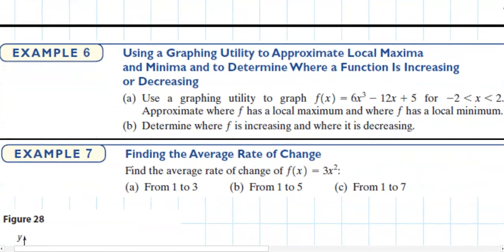So the last thing that I'd like to do is spend a little bit of time with our graphing calculators, not Desmos, but our actual graphing calculators, and use the graphing utility to approximate local maxima and minima. And I'd also like to show you how to adjust the window size on your calculator, as well as the accuracy of your calculator when it displays decimal results.